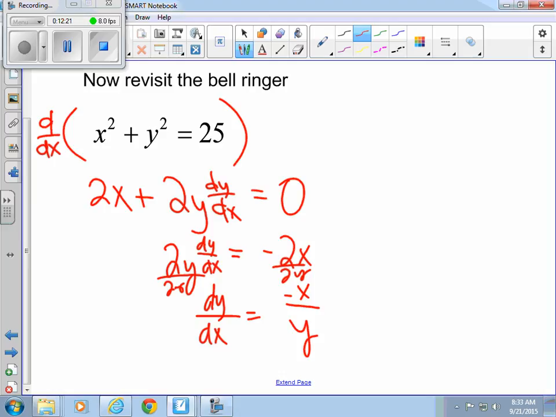I think it worked. Would you agree this was easy? I got dy dx, which is y prime by itself. So I divided that into 2y.